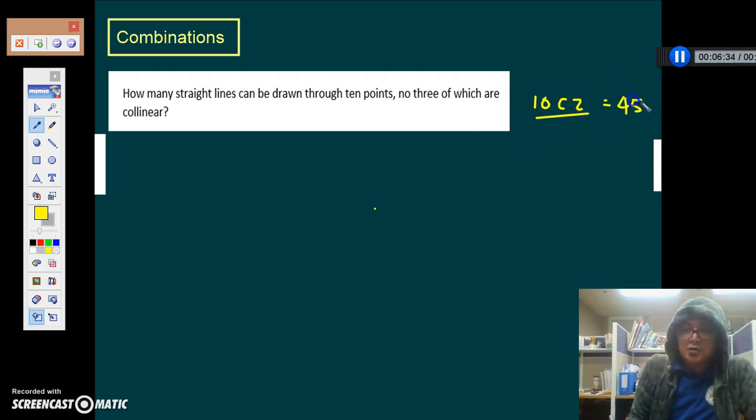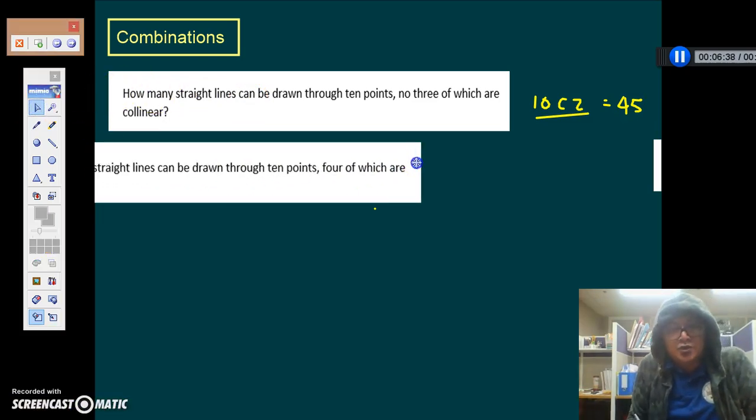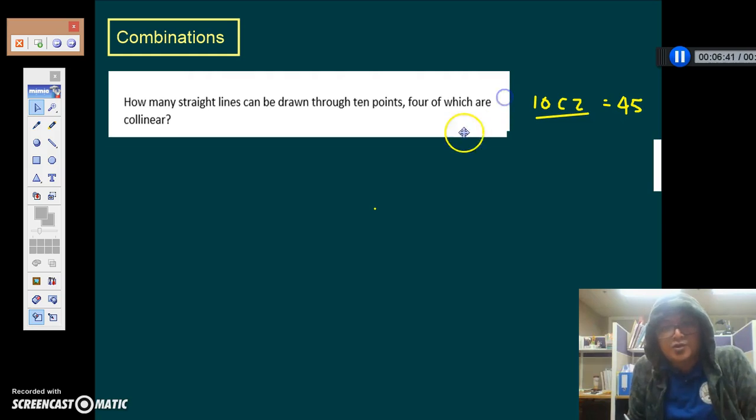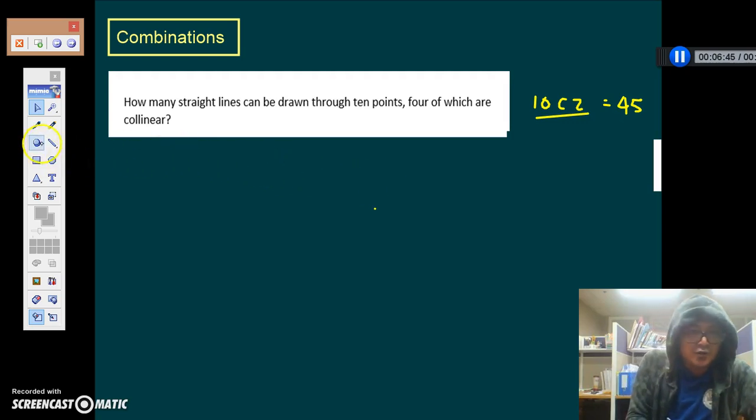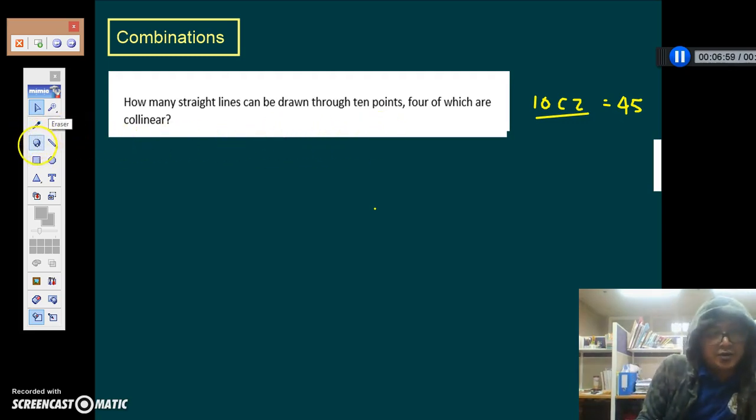But in this problem, we'll be varying the question a little bit. So you have this question instead. How many straight lines can be drawn through 10 points, 4 of which are collinear? So you have 4 collinear points, then the other 6 points are such that no 3 of which are collinear, the same condition as before, but this time we have 4 points which lie on the same line. So let's at least draw that case.